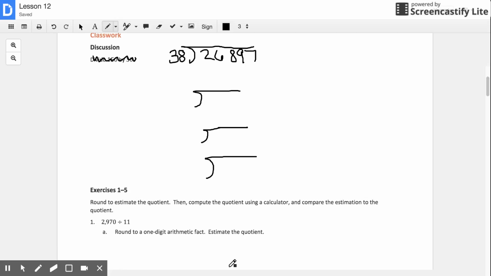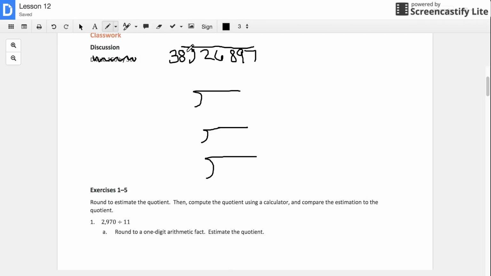Okay, let's do another example. Let's say we had to divide 26,897 by 38. And let's do some rounding to efficiently estimate the quotient here. So what number can we round the divisor to?